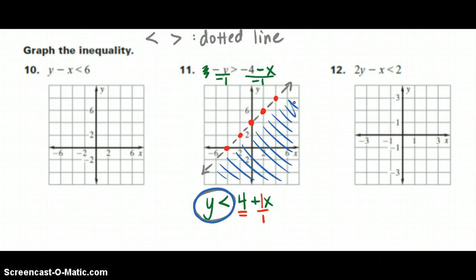Right, so again, for you in number 10 and number 12, you need to first solve the inequality so that y is by itself on the left-hand side. Then we need to start graphing our points using our y-intercept first, and then taking the slope and using that to get to my second and third points. Then we have to look to see if we're using a dotted line or a solid line, and if we're shading above or below.